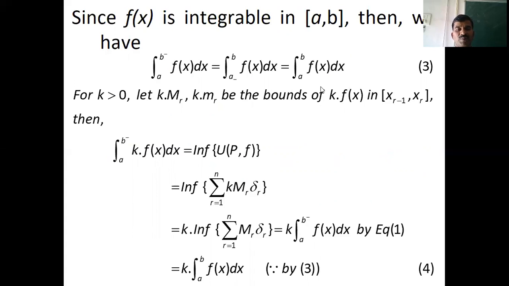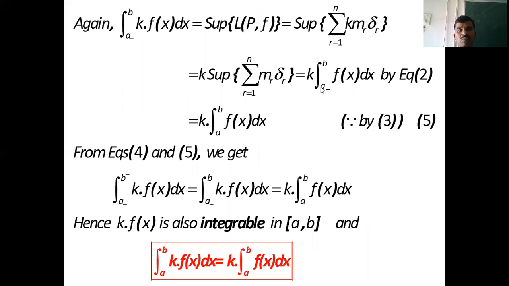So now let us see the proof of this. I want to prove this for k positive, so that k into capital Mr and k into small mr are the bounds of k into f of x in the subinterval. Then for the upper integral, that definition is the infimum of U P f, that you already have. Ultimately this upper integral equal to the integral, and similarly the lower integral. Then from relations 4 and 5, we get the upper integral equal to the lower integral, that equal to the integral there. So the integration of k into f of x equals k into the integral of f of x dx.